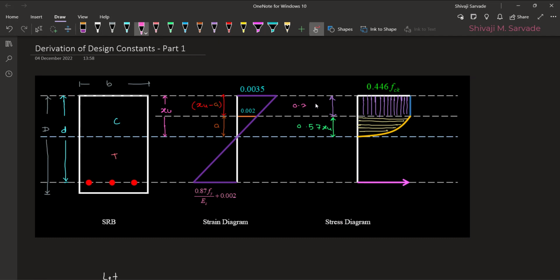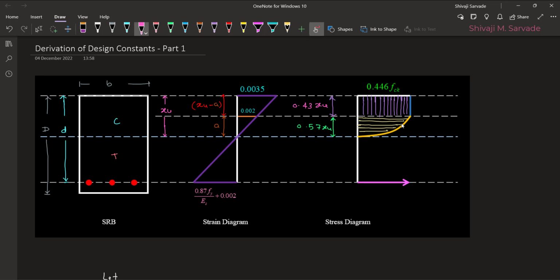So this becomes 0.43 Xu. At this point, using the strain diagram, I could find out the distances or the heights of the parabolic portion as well as the rectangular portion, which come out to be 0.57 Xu and 0.43 Xu for the respective zones. Very straightforward calculation from the strain diagram using properties of similarity of triangles.